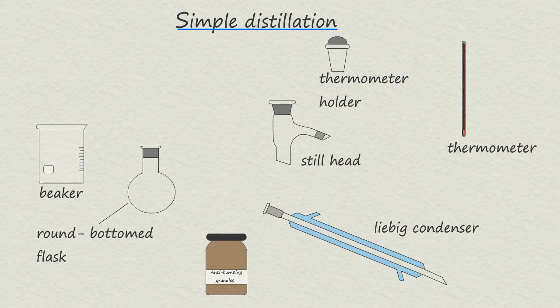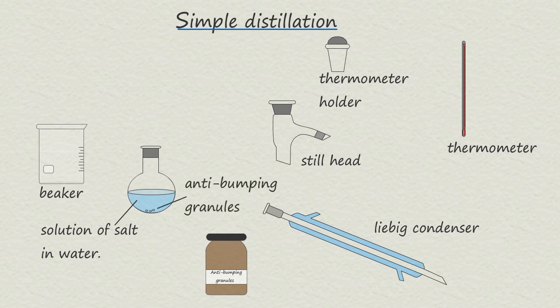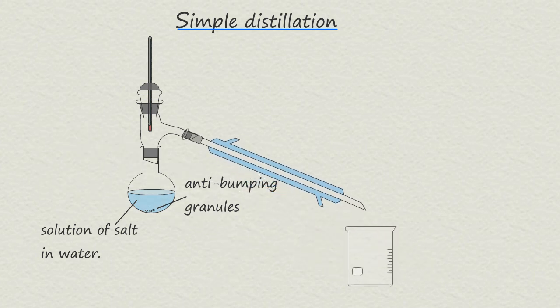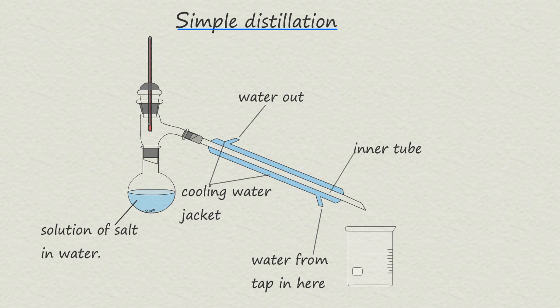Now, to separate out the water from the salt solution, the solution is placed in a round bottom flask and a few anti-bumping granules are added. These are needed to ensure that the salt solution will boil smoothly. Next, a still head is placed on the top of the round bottom flask, along with the thermometer holder and a thermometer. Finally, a Liebig condenser is attached to the still head. The Liebig condenser is essentially a tube within a tube. It consists of an inner tube surrounded by a cooling jacket of cold water from the tap.